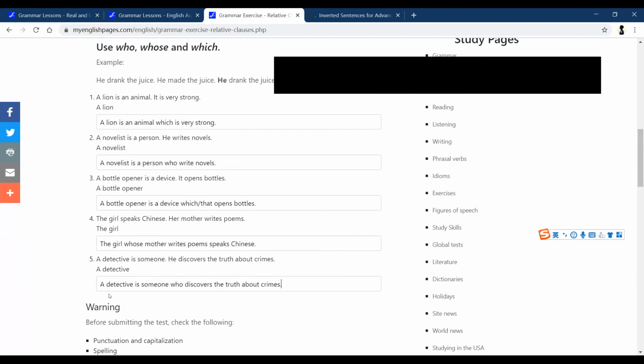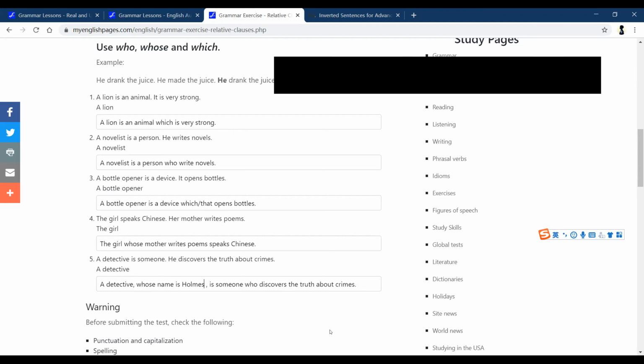Like we'll make it more interesting. Like here we can make an insertion. We can first add two commas, and we insert the short sentence that describes this detective in an interesting way to make this sentence more colorful. Like a detective whose name is Holmes is someone who discovers the truth about crimes.